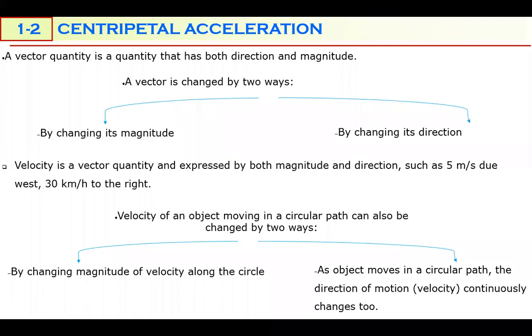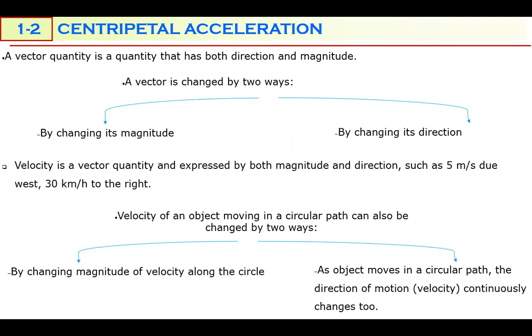The third one and last one we will study in this section is centripetal acceleration. Centripetal acceleration is completely different because its nature is different. Centripetal acceleration is because, when an object is moving on a circular path, its direction is continuously changing. So the centripetal acceleration is coming from the change in direction of motion.